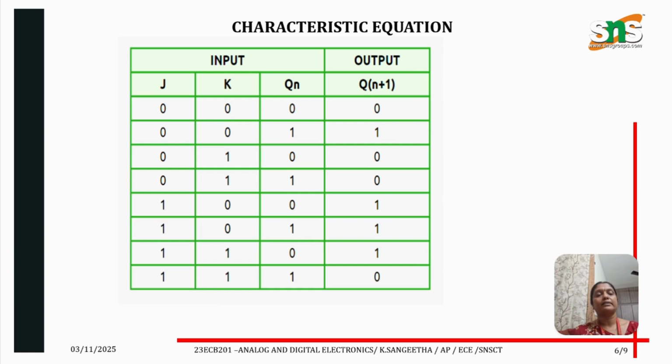Using this characteristic table, we can use a K-map to derive the characteristic equation. J is one of the inputs, K is the other input, Qn is the current state and Qn plus 1 is the next state. For 0, 0, 0 the next state is 0, and for 0, 0, 1 the next state is 1, and likewise for the last inputs, 1, 1, 0 the next state is 1, and for 1, 1, 1 it is 0.